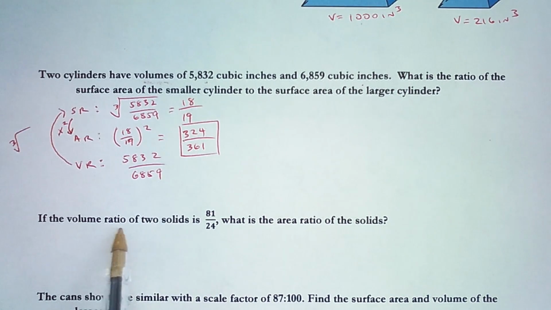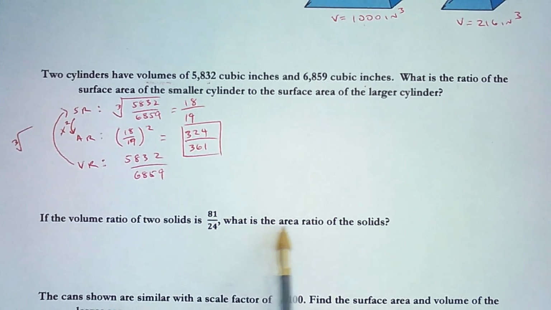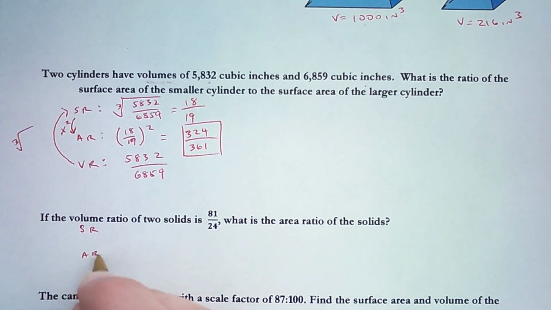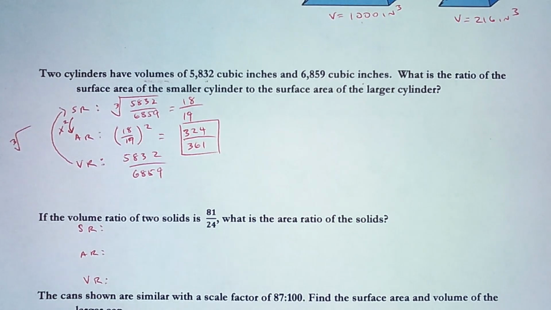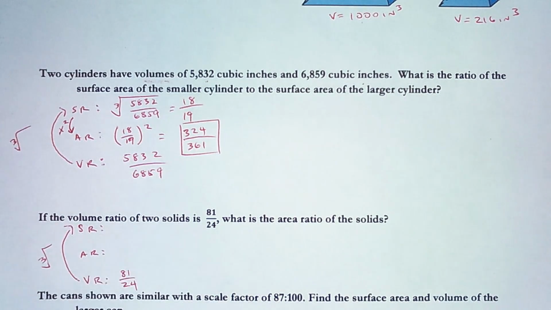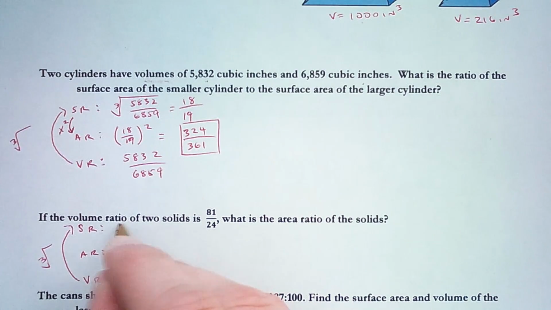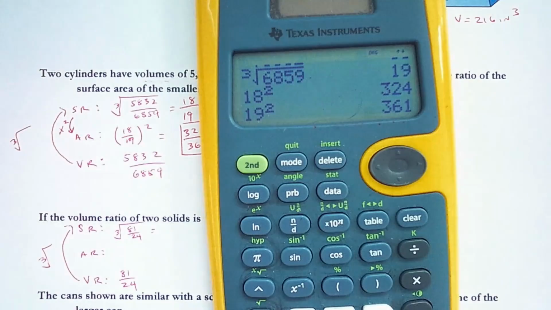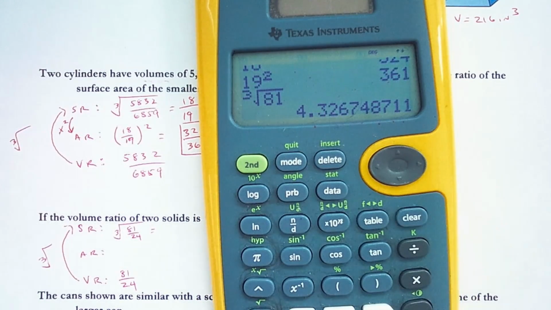We're going to do one more here. If the volume ratio is 81 over 24, what is the area ratio? So we've got the similarity ratio, the area ratio, which is what we are looking for, and the volume ratio, which is what we are starting with. We have a volume ratio of 81 over 24. We need to turn that into the similarity ratio, and we can do that by taking the cubed root. So the cubed root of 81 over 24. The cubed root of 81 is a decimal.